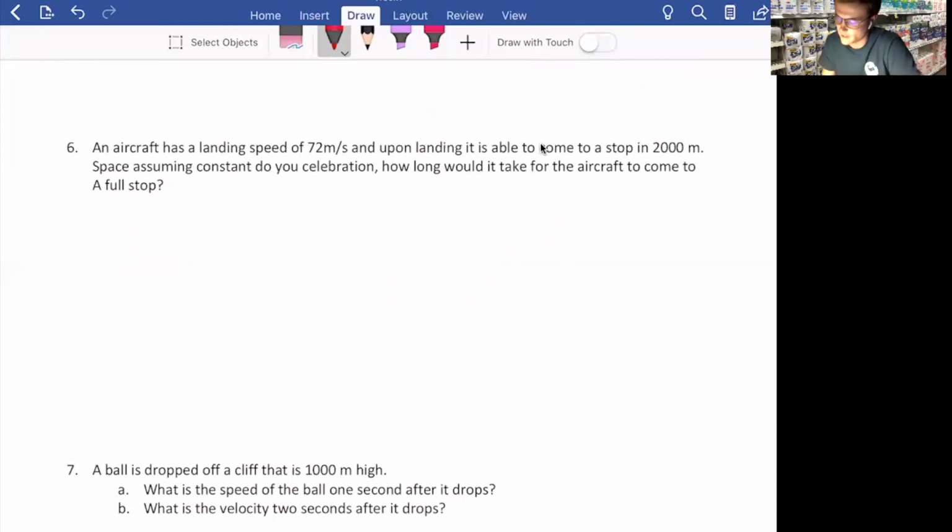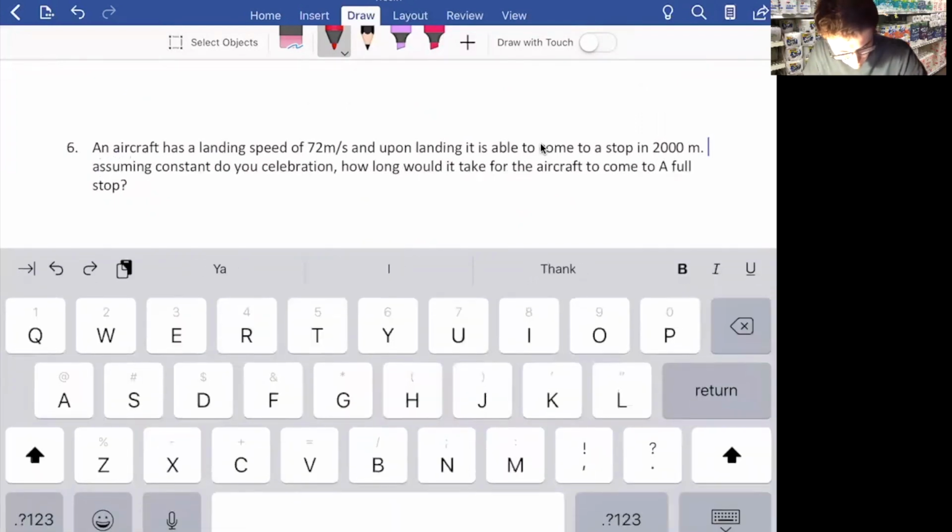Number 6: an aircraft has a landing speed of 72 meters per second, and upon landing, it is able to come to a stop in 2,000 meters. Oh, I verbally dictated this, so some things aren't mentioned. Assuming constant deceleration, how long would it take for the aircraft to come to a full stop?